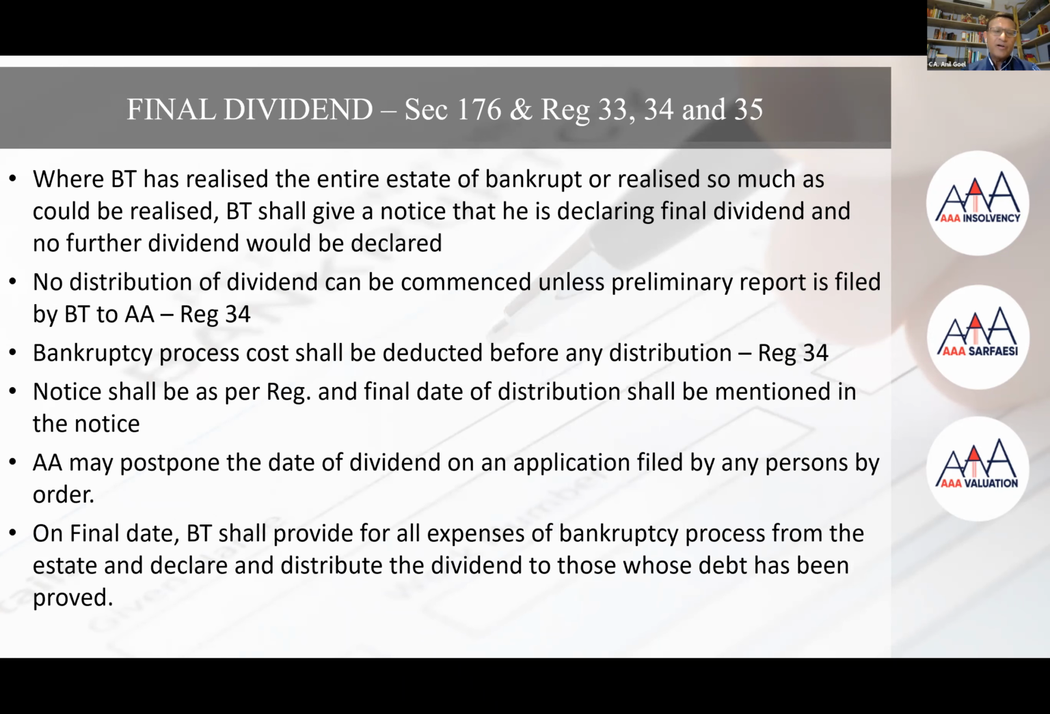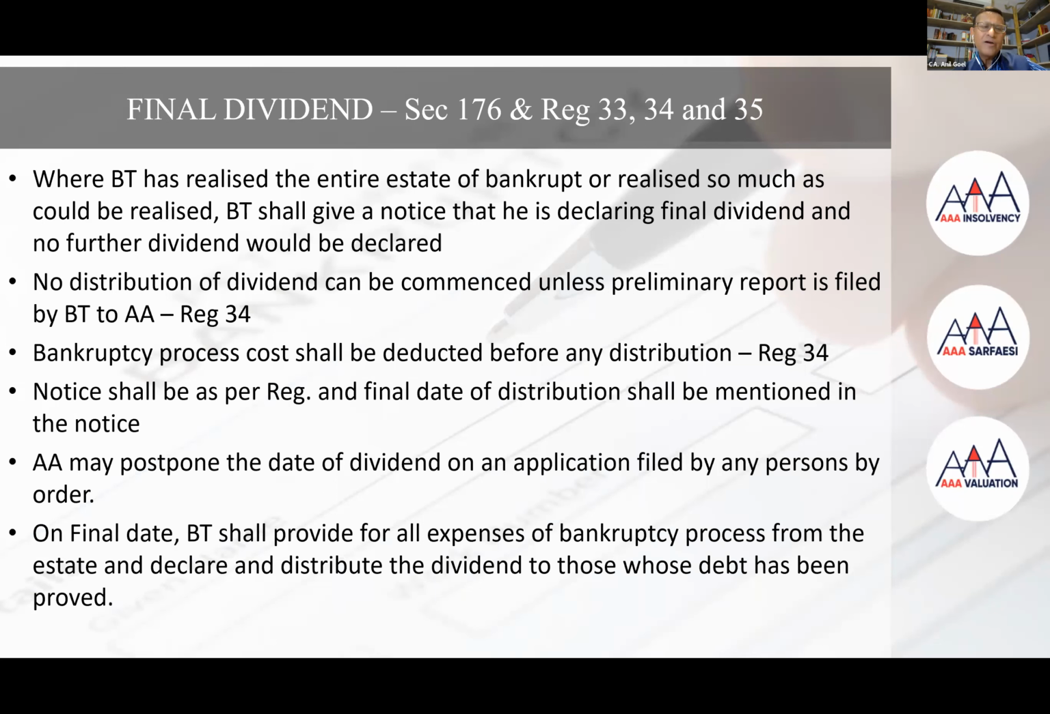So when the final dividend is declared, it is provided in section 176 and regulations 33, 34, 35. When I say regulations, I'm talking about the specific regulations for the bankruptcy of personal guarantors. These regulations are called the IBBI Bankruptcy of Personal Guarantors Regulations. This is the name of the regulations. And regulations 33, 34, 35 deal with the final dividend.